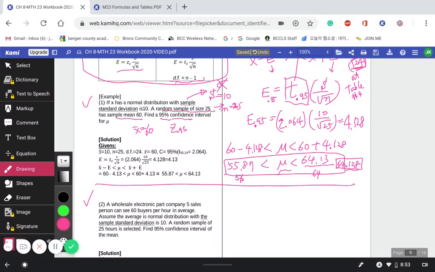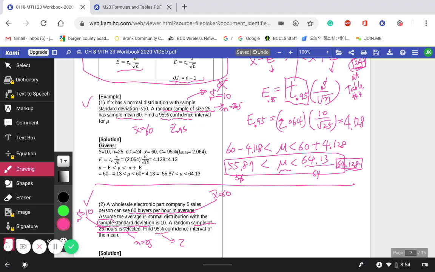The wholesale electronic part company, 5 salespersons can see 60 buyers per minute on average. So that means X bar equals 60. That's on average, that's the mean value. The sample standard deviation is 10. So from there, we found S equals 10, because they say sample. And a sample of 25 hours is selected, which means n equals 25.